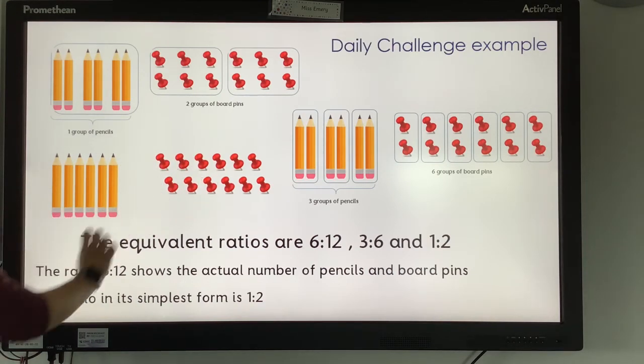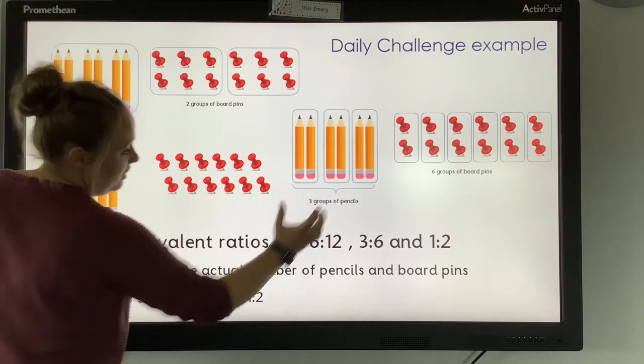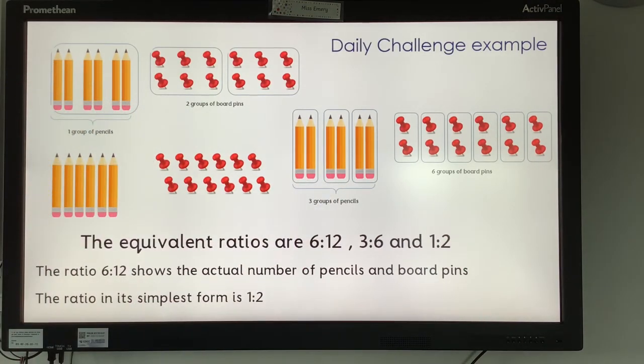6 to 12, 1 to 2, and 3 to 6. Sorry, I stumbled then. So the ratios are all equivalent. 6 to 12, 3 to 6, and 1 to 2. The ratio 6 to 12 shows the actual number of pencils and board pins, but the ratio in its simplest form is 1 to 2.